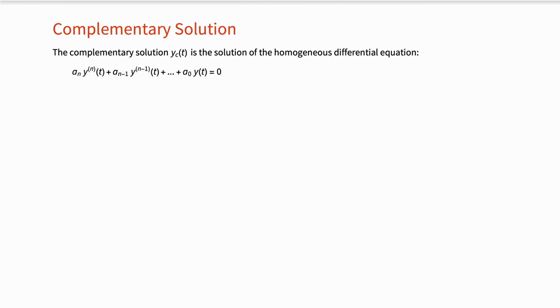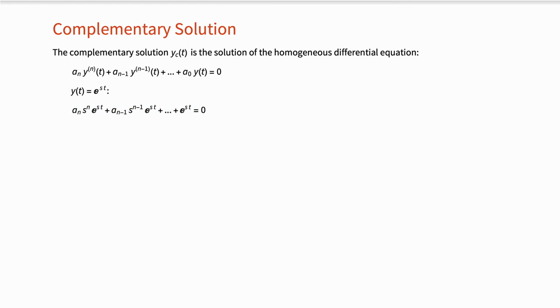For the differential equation, when the right-hand side of the equation is 0, we call the equation a homogeneous equation. The solution to this equation is called the homogeneous or the complementary solution, denoted by y_c(t). To find this solution, we simply consider the solution y(t) of the form e^(st) and substitute this solution into the homogeneous differential equation and get an equation of the form shown here.